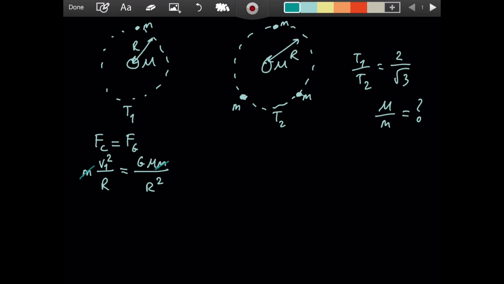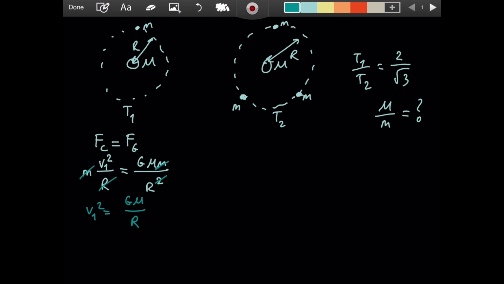Here we see some nice cancellations. Mass of the planet does not matter. The radius cancels, at least one of it cancels. And we have that v1 squared equals G capital M over capital R. Cool. Now we will return to the first one, but this is enough for now.